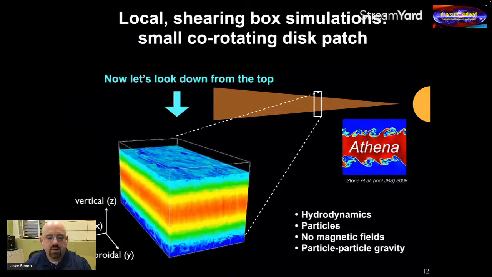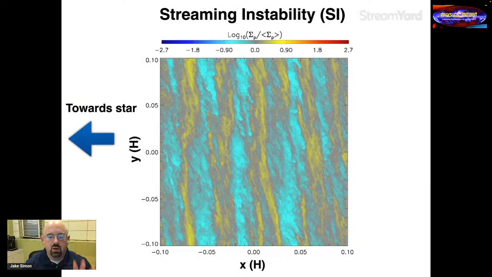But let's now flip this box and look down on the top. And in fact, we're just vertically integrating through the top of the box. And so this is now the azimuthal direction, and this is the radial direction. So that's towards the star. And this is basically what's called the surface density of particles. We basically just integrate the mass density of particles through the box vertically. And I'm showing the log of that relative to the background average, right?